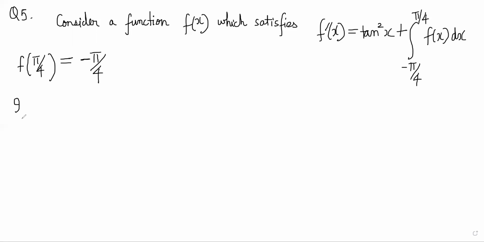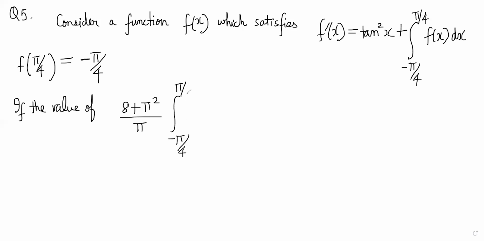Now, if the value of 8 plus pi square by pi times the integral from minus pi by 4 to pi by 4 of f of x dx is equal to n, you have to find n square.